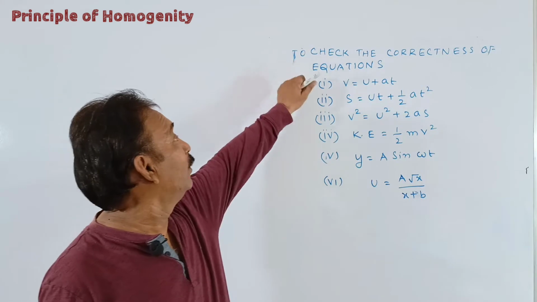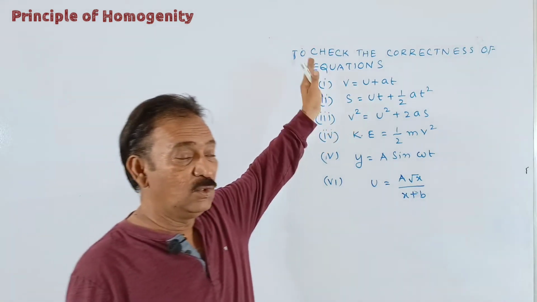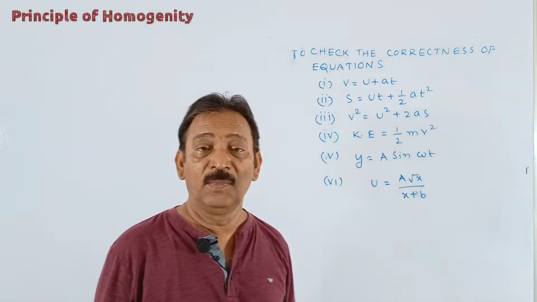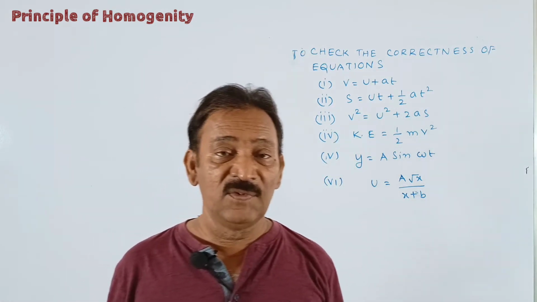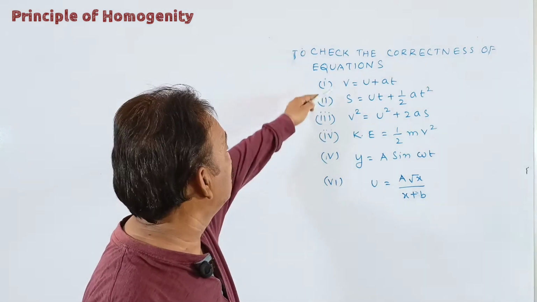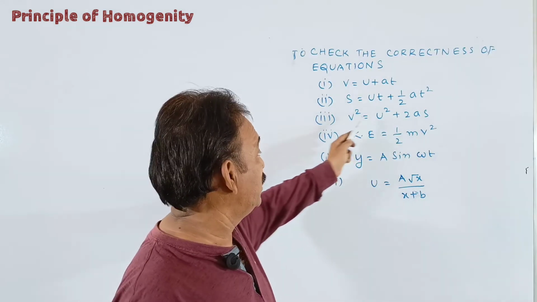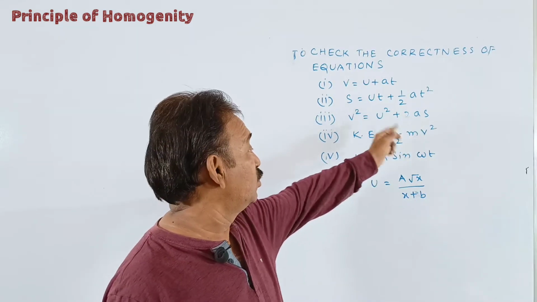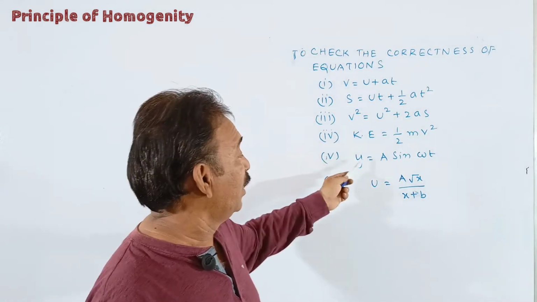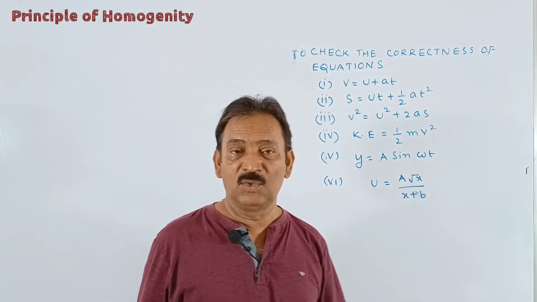Here, now we are going to do one more part of this, that is to check the correctness of an equation. We come across so many equations in physics, students. When you were in ninth class, you learned about these equations: V is equal to U plus AT, S is equal to UT plus half AT squared, V squared is equal to U squared plus 2AS, kinetic energy, the equation for a wave, and finally the one for potential energy, students.